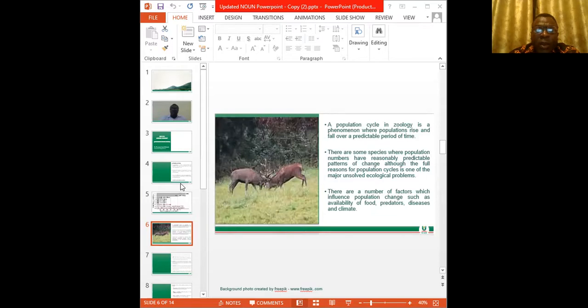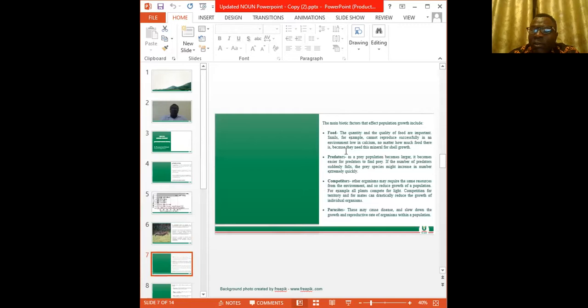The next slide. The main biotic factors that affect population could include, like we said, food. We mentioned food, predators, competition, and parasites. These are the major factors that affect population pattern.